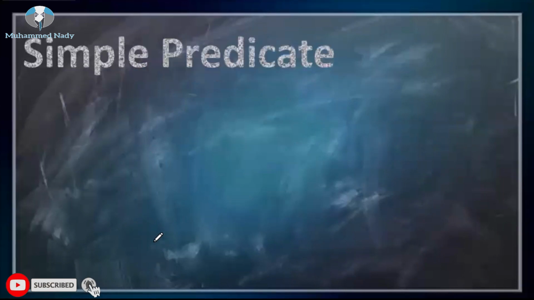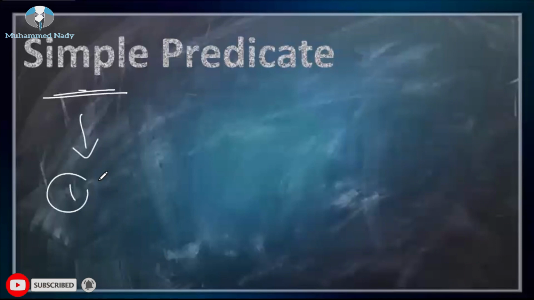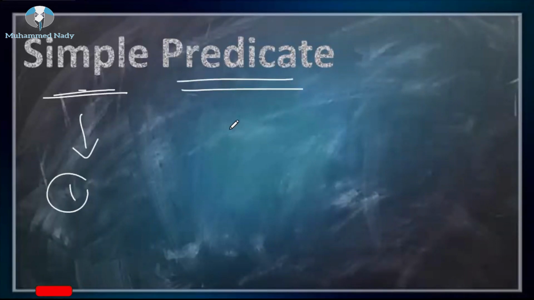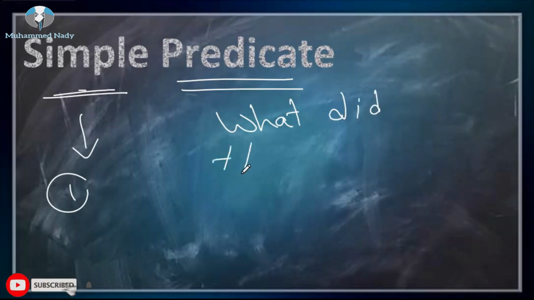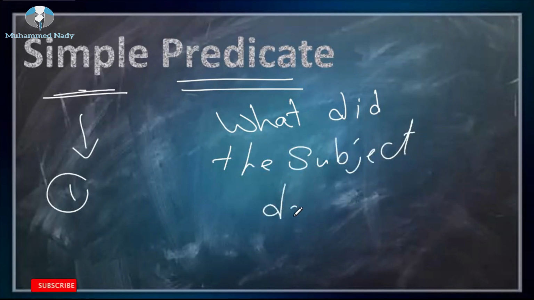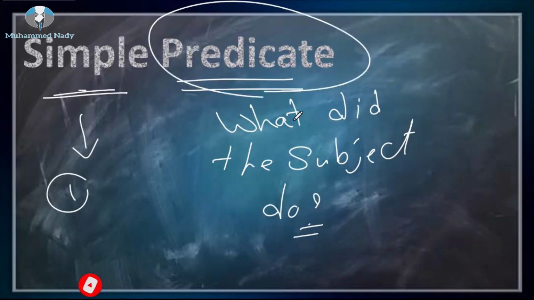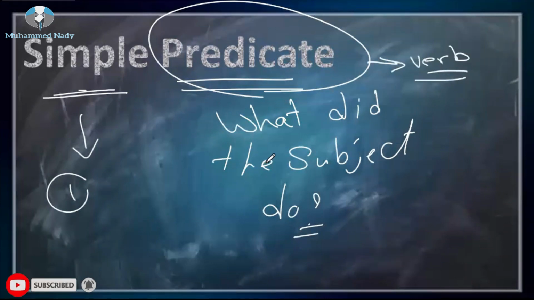That's for the subject. Now, what about the simple predicate? We're going to say the same thing here. For the word simple, we're going to say that it means it's one word. And for the word predicate, let's ask ourselves this question to know the predicate of your sentence: what did the subject do? The answer of this question is the predicate. Simply, let's say that the simple predicate is the verb of the sentence. If you know the verb of the sentence, that means you know the simple predicate of your sentence.